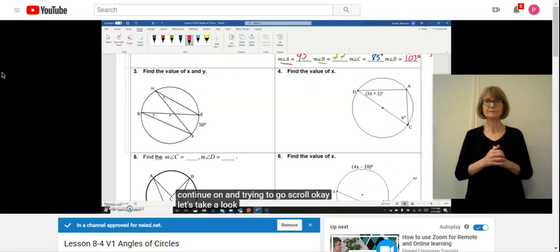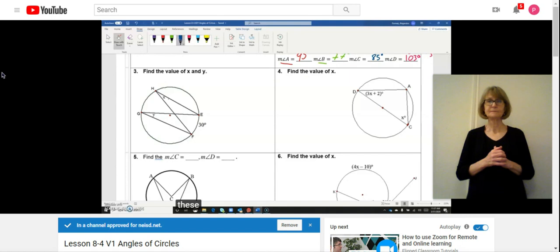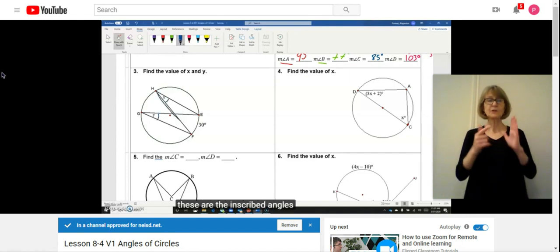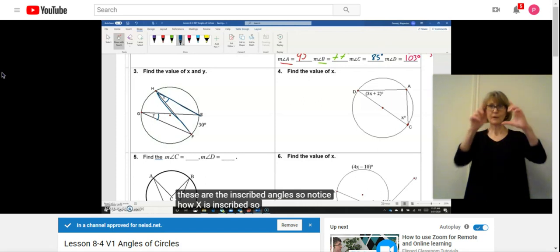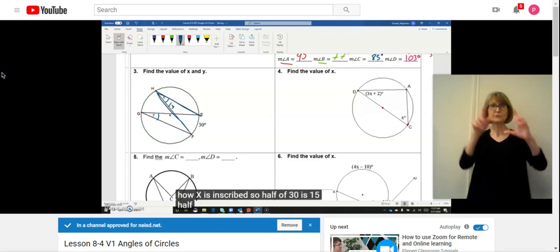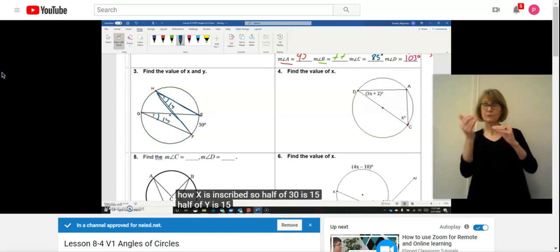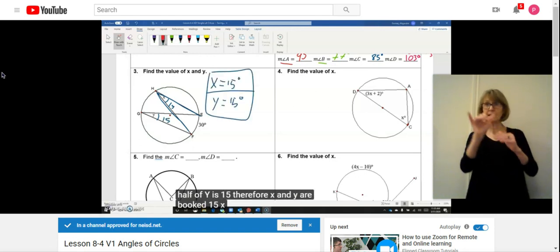Okay, let's take a look at this next one. Notice that these are the inscribed angles. So notice how x is inscribed. So half of 30 is 15. Half of y is 15. Therefore, x and y are both 15.